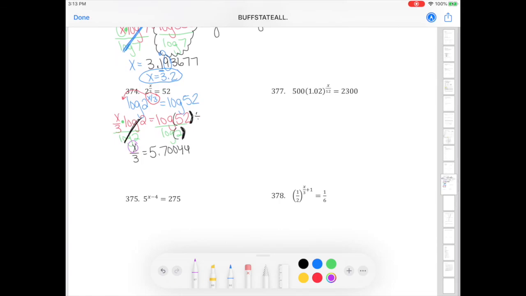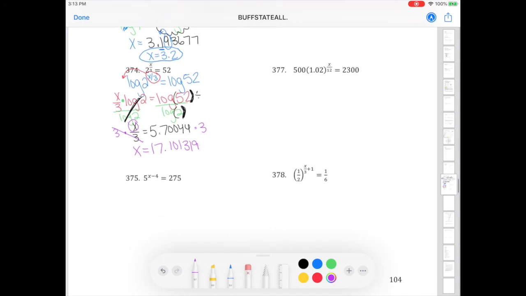Okay, x is being divided by 3 right now. I'm almost done. I almost have my x by itself. I have to undo that divided by 3 by doing the opposite and multiplying both sides by 3. So this left side, the 3 and 3 will cancel, leaving me with x. My equals comes down, and then in my calculator, I just take that decimal I just got and multiply it by 3. So I should get 17.101319, which when rounded to the nearest tenth, that 0 definitely doesn't bump that up. It stays 17.1.